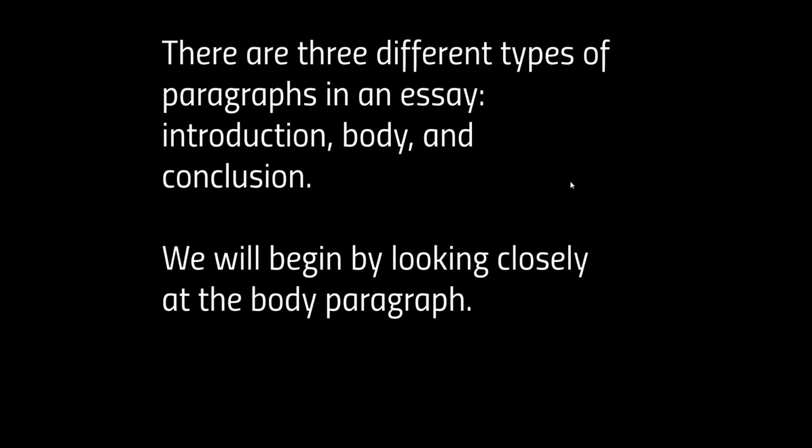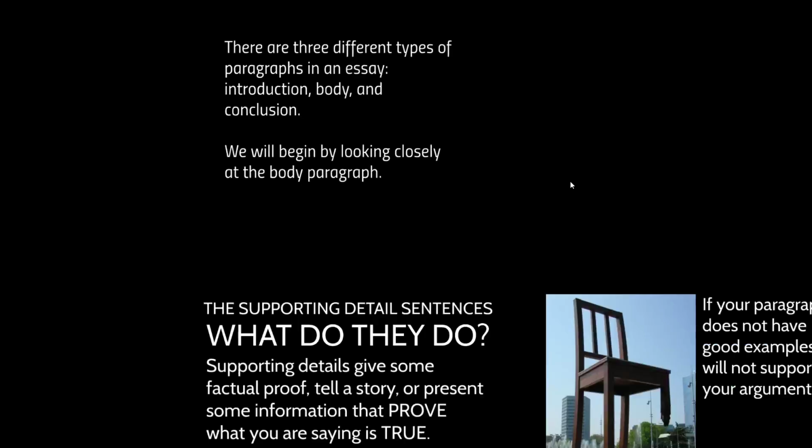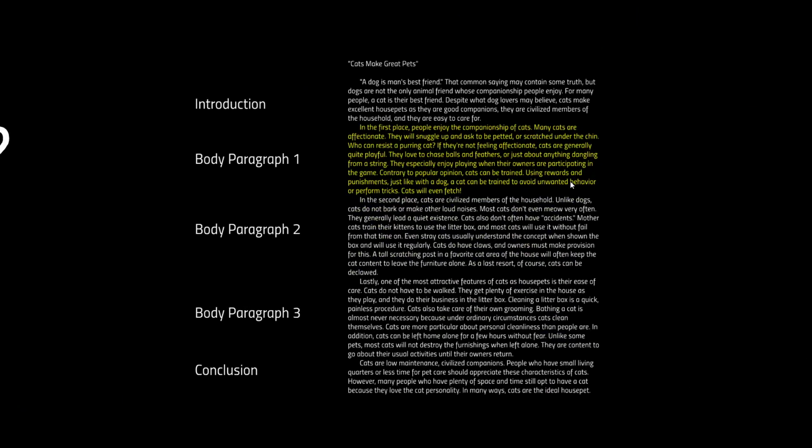So we're going to begin by looking closely at the body paragraph. This is the section that we're going to begin with. But before we start that, I'd like you to put that into context by looking at the entire essay here. You can see in this 5-paragraph essay, the title is Cats Make Great Pets. The first paragraph is the introduction. It begins with a quotation, a dog is a man's best friend. So this essay that is about cats begins with a quote about a dog. That's kind of a strange and unique strategy.